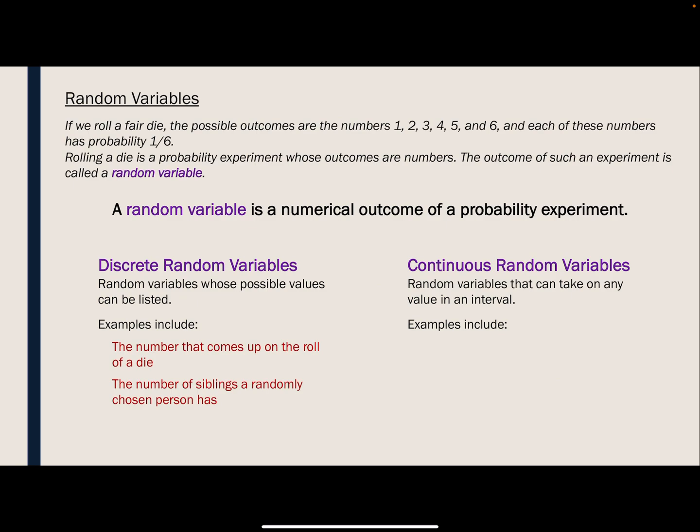So rolling a die, the number that comes up, is an example of a discrete random variable because you're never going to roll a die and get 2.5. Also, the number of siblings that somebody has, right? We can't have half a person. So those are discrete random variables. A continuous random variable could be the height of a randomly chosen student, right? Heights can have fractions to them. Same thing with the amount of electricity used.